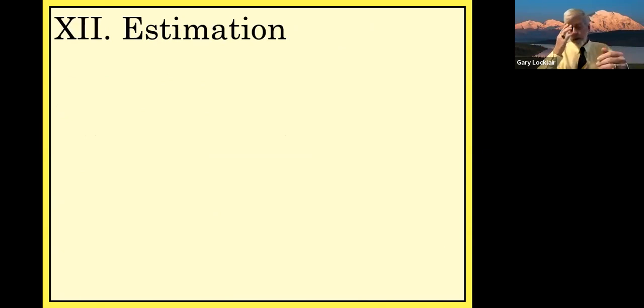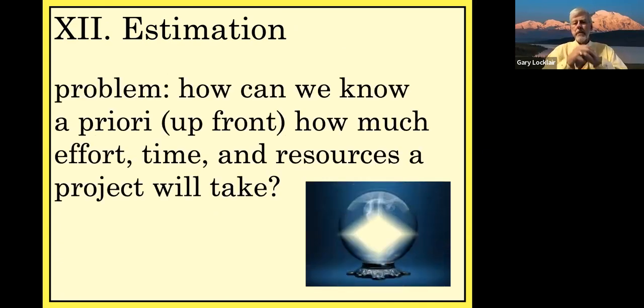So this is a repeat of the Roman numeral from last unit, estimation. But can I say some more things about estimation? How in the world can I know upfront how much effort, time, and resources a project will take? Aren't you asking me to predict the future? That's a little fuzzy. How can we know a priori, just means upfront, how much effort, time, and resources a project will take? Well, the alternative is to say, we have no clue, so you'll get it when we get it. And that usually doesn't work.